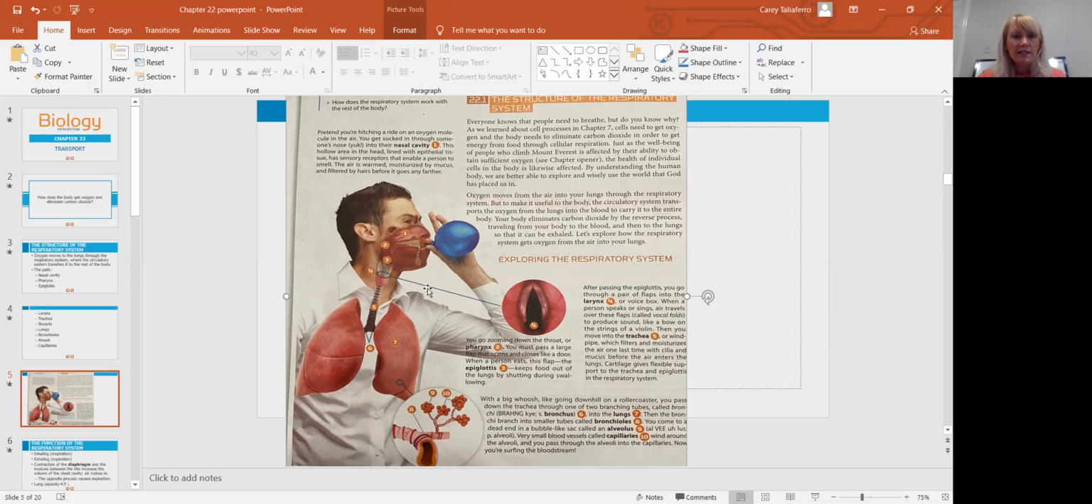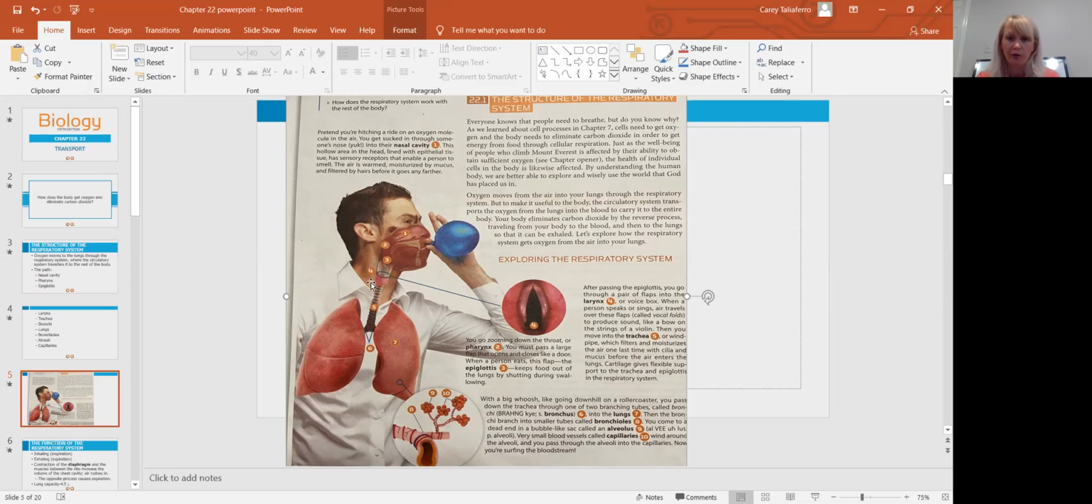Okay, but once it's passed through and the air has gone the right direction, you hit the larynx right here. That's what it looks like. It's located here, but this is a blown up picture of that larynx. That's your voice box. So when a person speaks or sings, the air travels over those flaps, and those are called vocal folds. And it produces a sound.